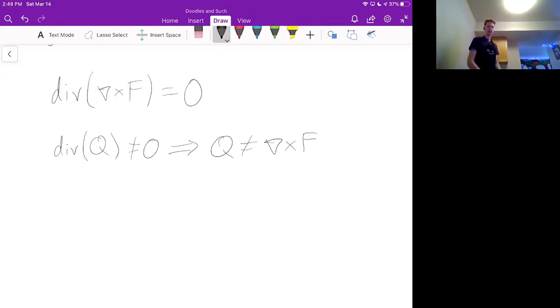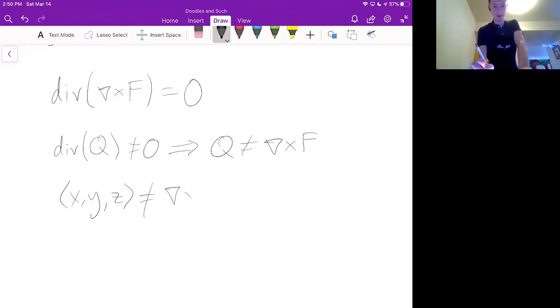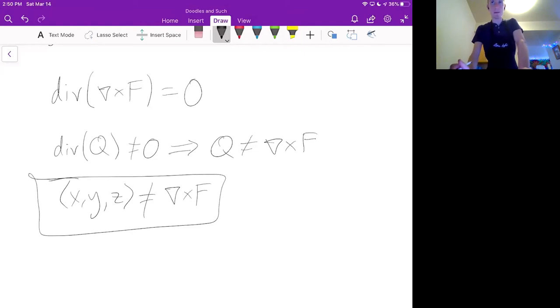Remember, what it means to have a vector potential is that you are the curl of something. A vector potential is a vector field whose curl is you. So if I want to show that x, y, z does not have a vector potential, that's just saying that x, y, z is not equal to the curl of any vector field. It cannot be equal to any curl.